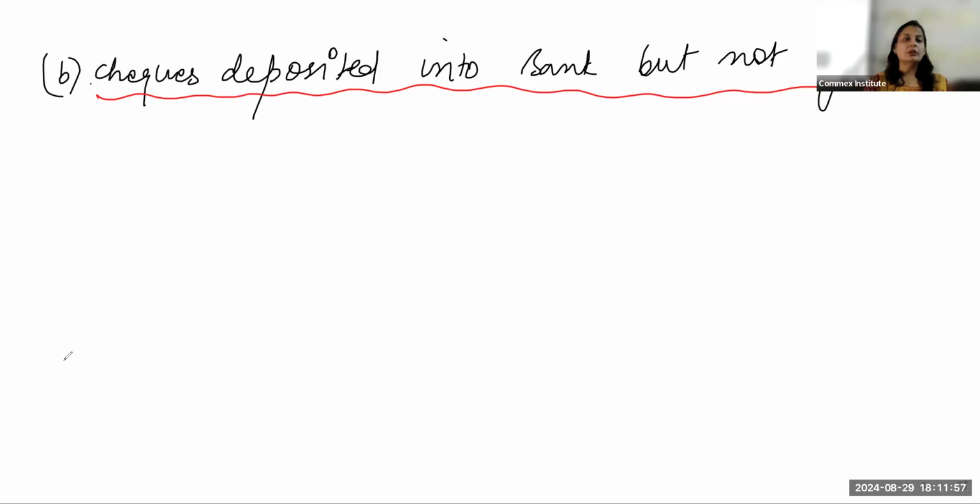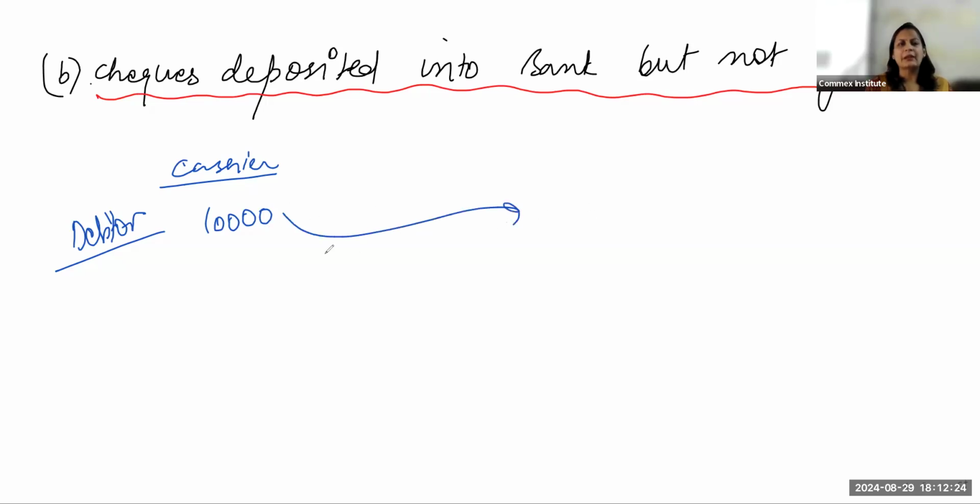Okay. Now, just try to understand. Don't write right away. Don't write, please. Just try to understand. Suppose my cashier got a check from a debtor. He got a check from the debtor of 10,000. Now, what he did is the very same day, he sent this check which he received to the bank.